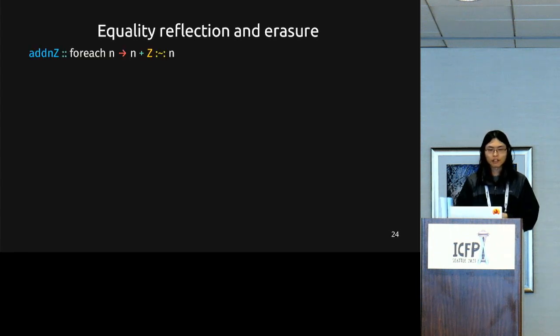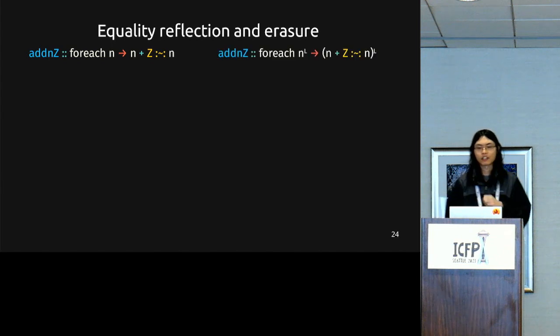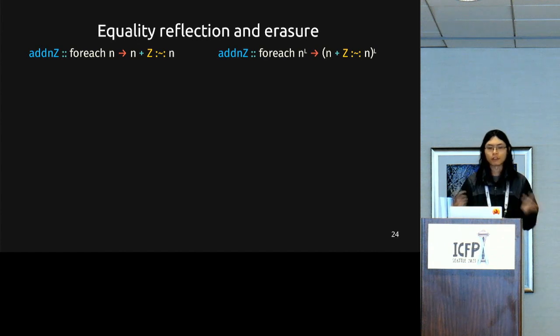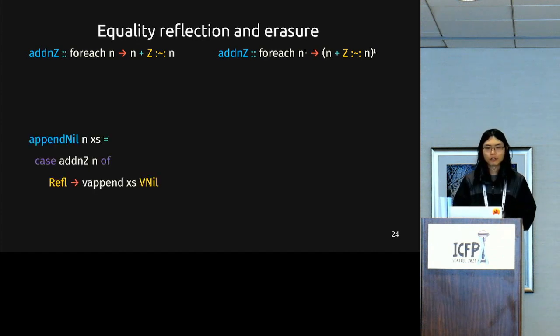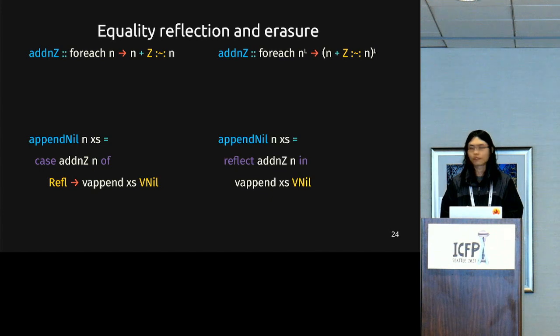So the proof nz from earlier, with modalities, we can assign it a more precise type signature. It takes a logical natural number as input and returns a terminating proof. Here's the original definition of append nil that uses case analysis, and here's the new version that uses reflect. The most interesting difference can be observed just by looking at the signatures of these two different versions of append nil.